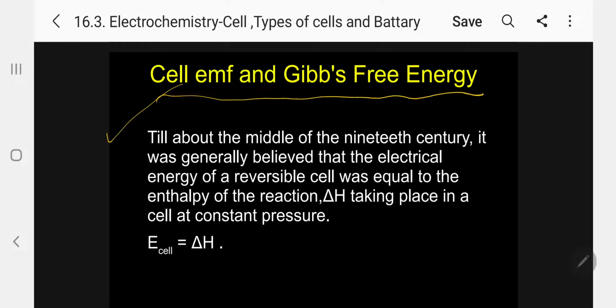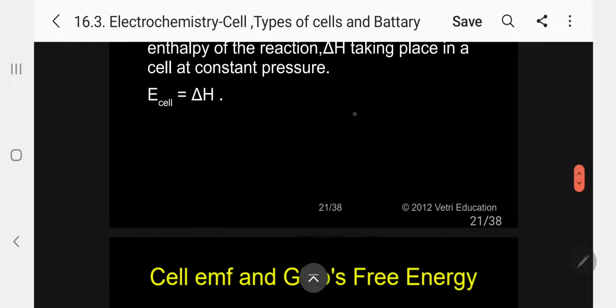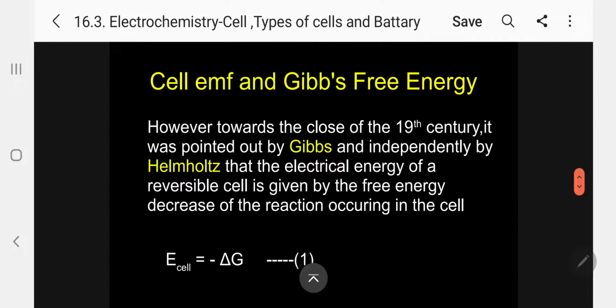Till about the middle of the 19th century, it was generally believed that the electrical energy of a reversible cell was equal to the enthalpy of the reaction taking place in the cell at constant pressure. That is, E cell equal to delta H. Please follow. It was believed by the entire scientific world, chemists believed, that E cell equal to delta H. But later it was disproved.